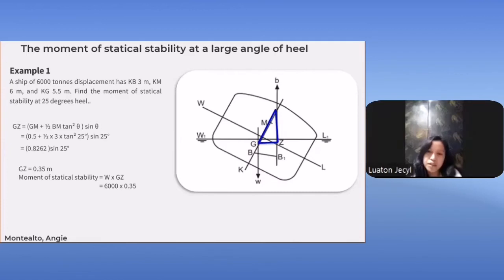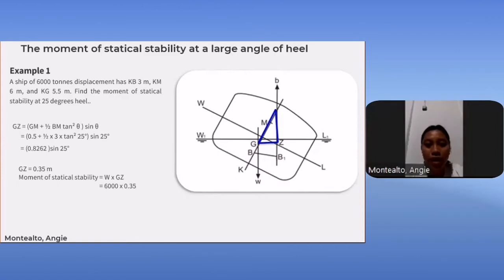That's right. We are not done yet because we need to get the moment of statical stability at 25 degrees heel. So to get this, we should multiply the displacement times GZ. So 6,000 tons times 0.35 is equal to 2,100 tons per meter.